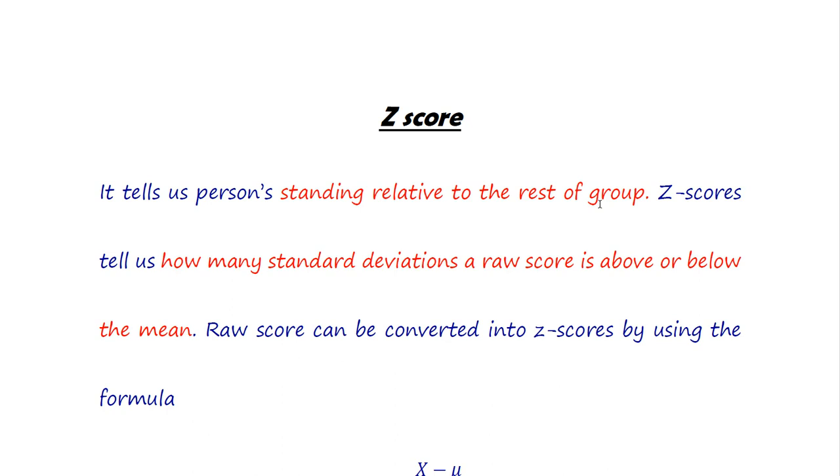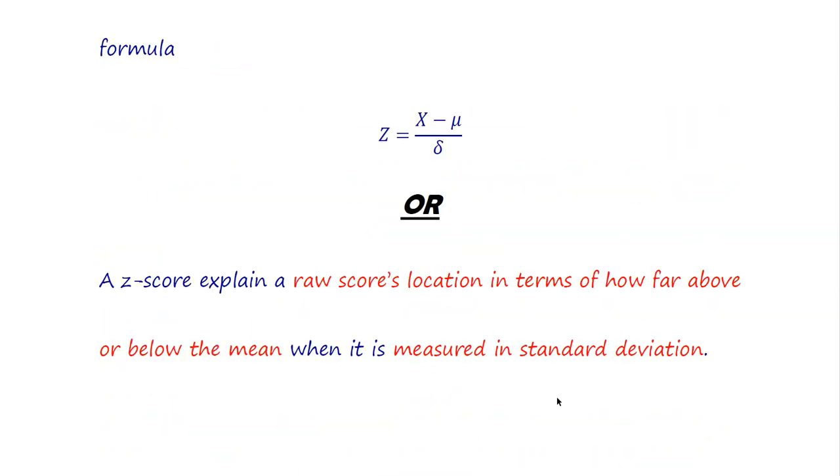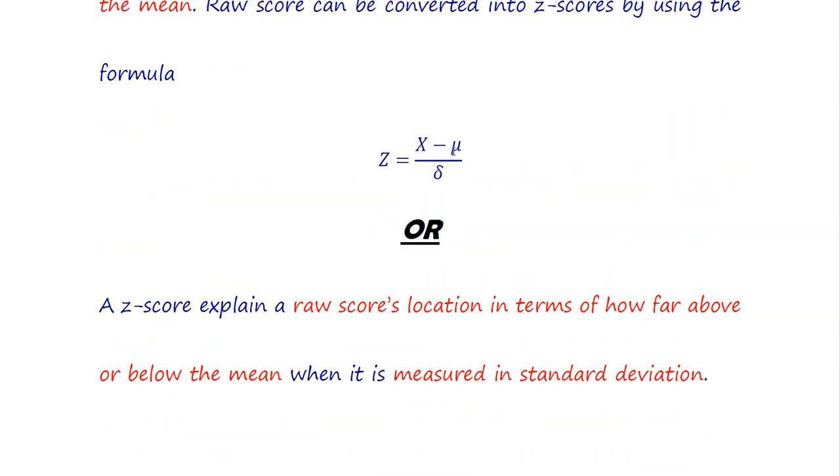Z-score also tells us how many standard deviations our raw score is above or below the mean. We convert to Z-score by using the following mathematical formula. Z is equal to x minus mu over sigma. Here x represents the raw score, mu is the mean of the population, and sigma represents the standard deviation of the population.